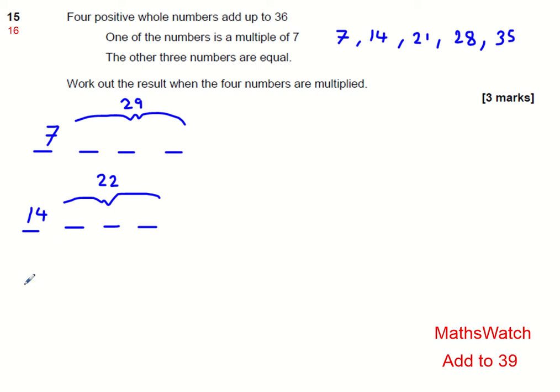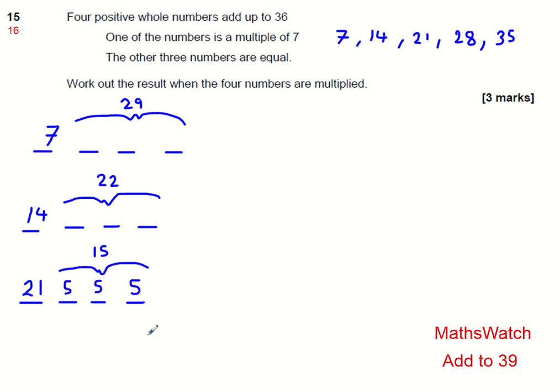Next we'll try 21. 21 as the first number means that the remaining 3 numbers must total to give 15. 21 and 15 make 36, and this time 15 is in the 3 times table. 15 splits equally between those 3 numbers, which means that the remaining 3 numbers would each have to be 5.